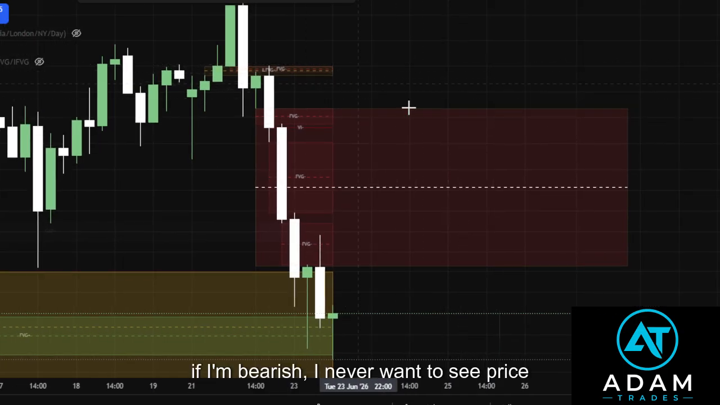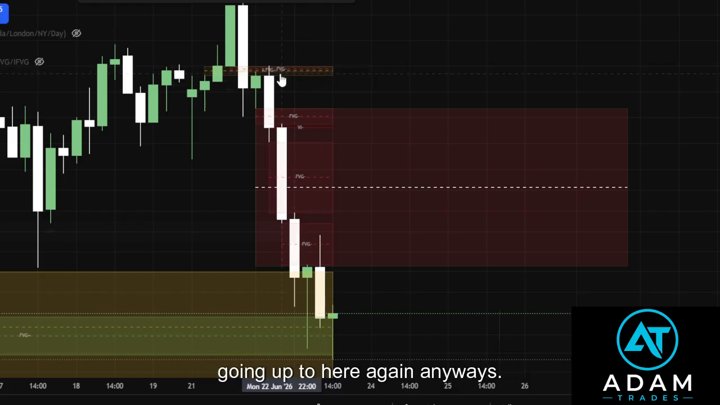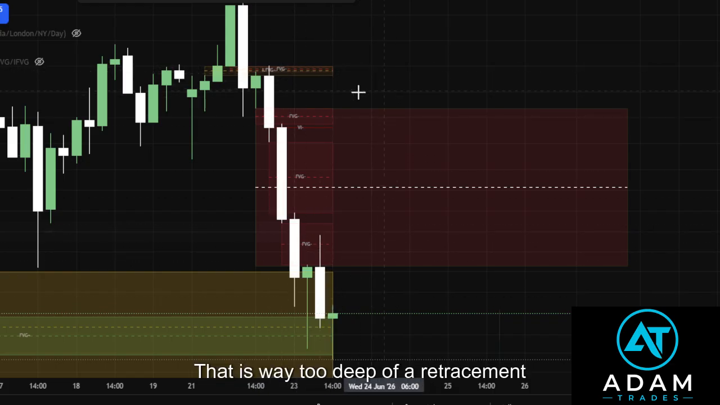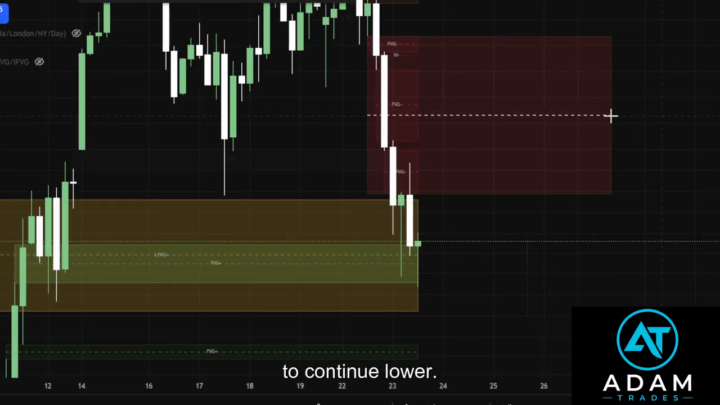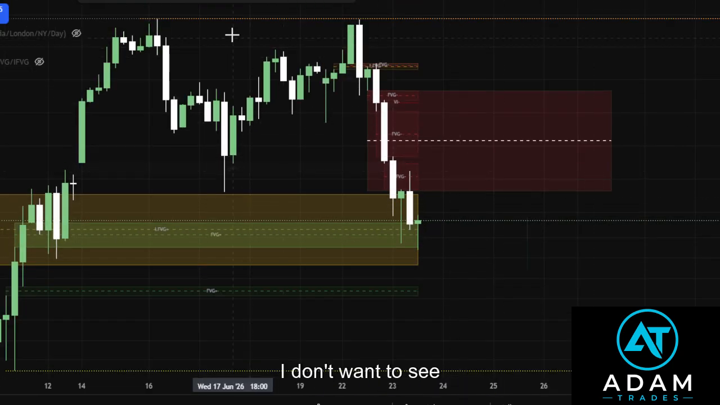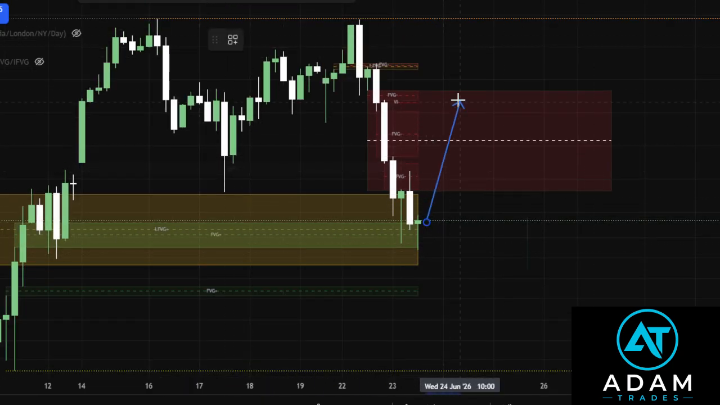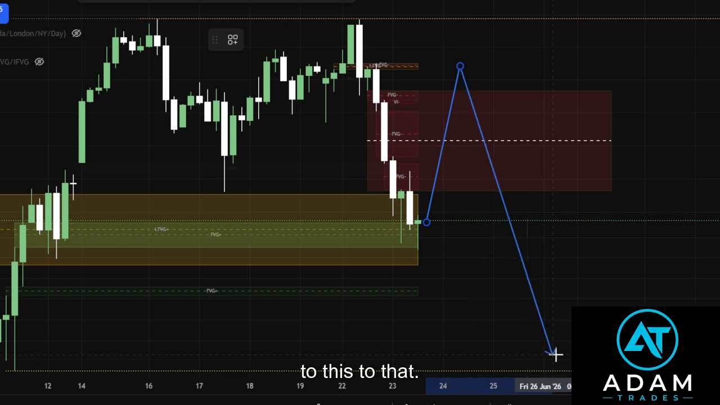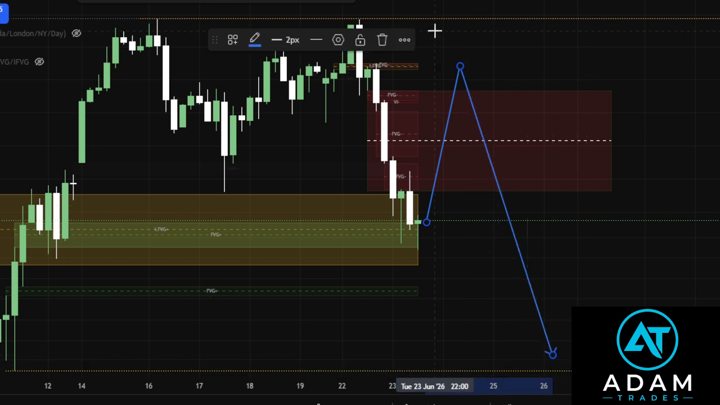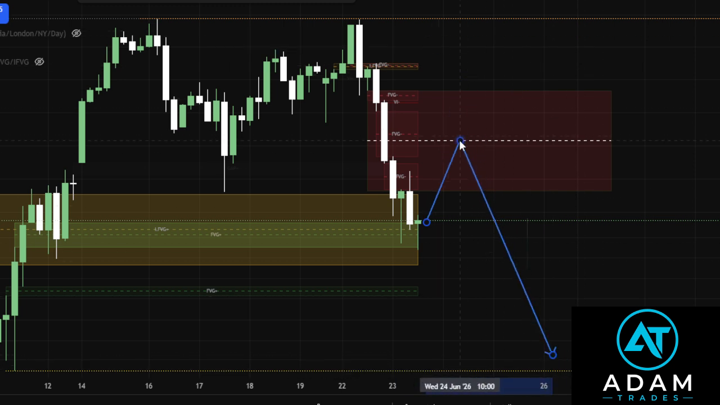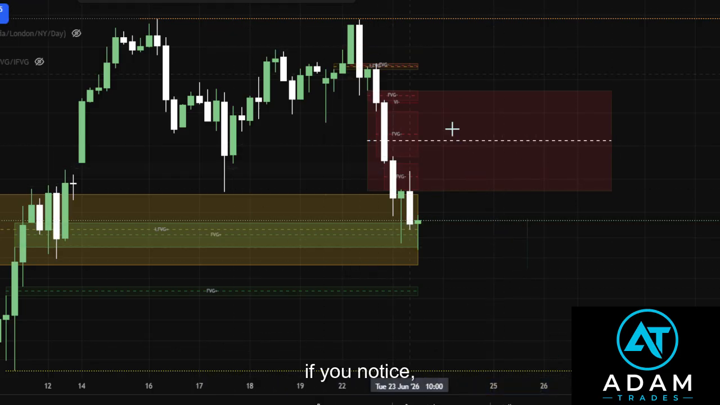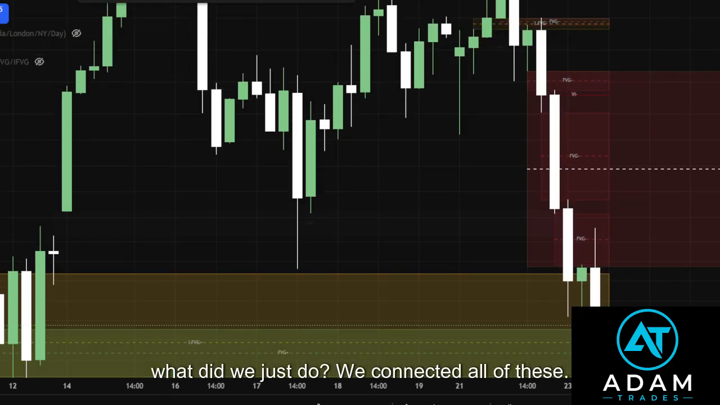And again, if I'm bearish, I never want to see price going up to here anyway. That is way too deep of a retracement to continue lower. I don't want to see this to that. I would want to see this, right? So if you notice, what did we just do? We connected all of these.